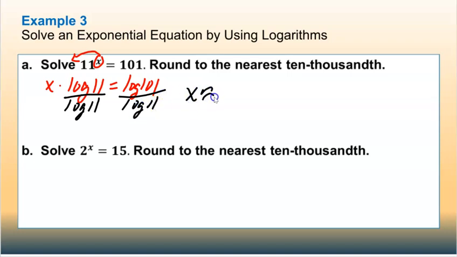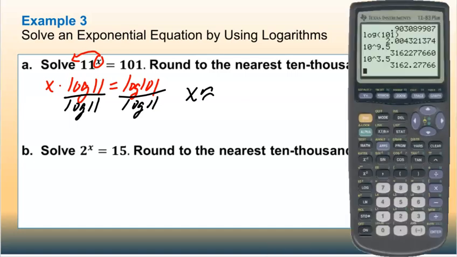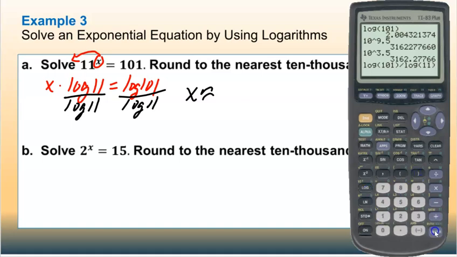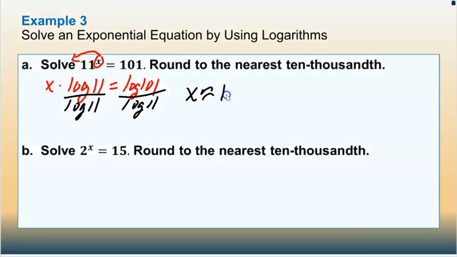And x is going to give us, grab our calculator again, here we got to do a log of 101. And it's important that you hit the end parentheses first before you hit the division sign, and then log of 11. And to the nearest 10,000th place, this will be 1.9247.